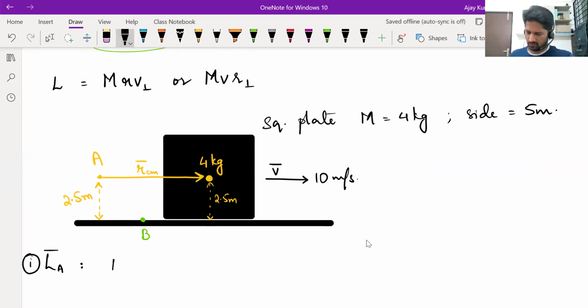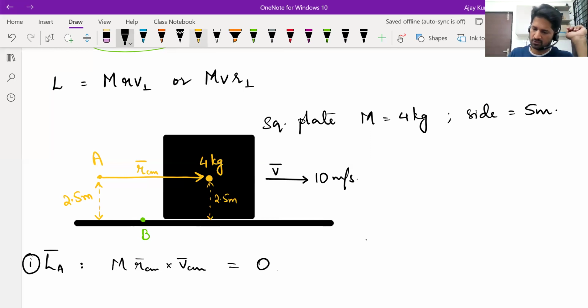0, sir. 0. M RCM cross VCM. You don't even need to know how long is RCM. That distance is not given to you in the problem. You don't need to know the distance also. The answer is 0. This system has no angular momentum about the point A. That is what it means.